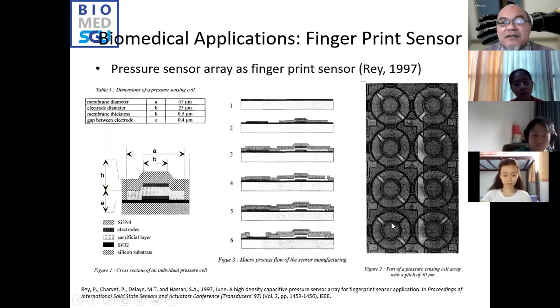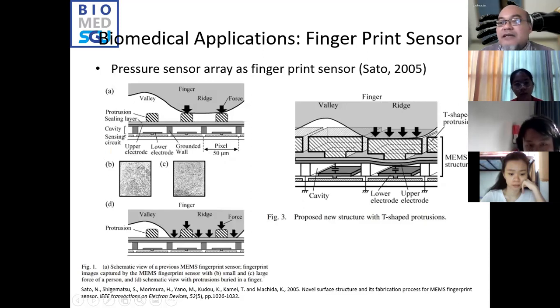The sensor is made using this pressure sensor array. It is made using surface micromachining, like this. Two membranes, two electrodes, are very slightly spaced from each other using the surface micromachining. Using a small cavity here, it then measures the deflection of this membrane.